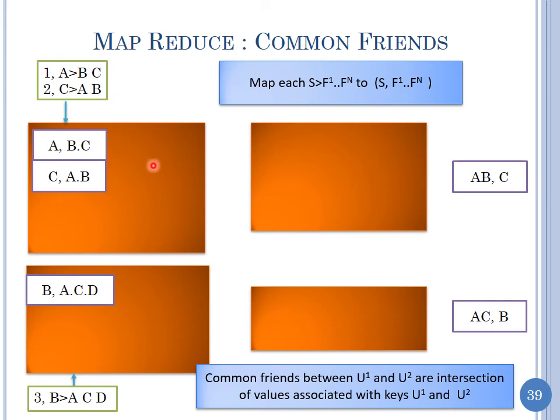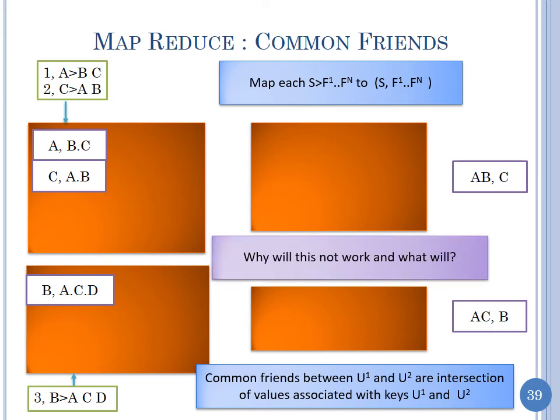If you could do this, then to find the common friends between U1 and U2, you go to a table, find the friends of U1, find the friends of U2, intersect them, and you will get the common friends. But I'm claiming that intersection cannot be done using a reduce function if this is your map function. So what property of MAPREDUCE disallows us from doing something like this? Why will this not work and what will? You guys figure this out.